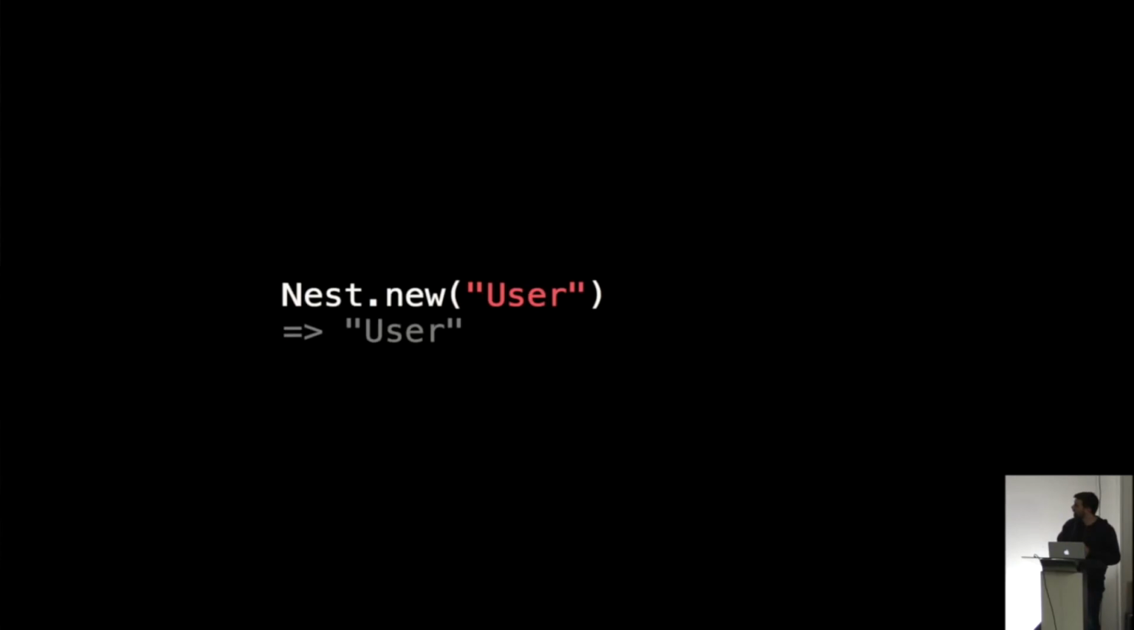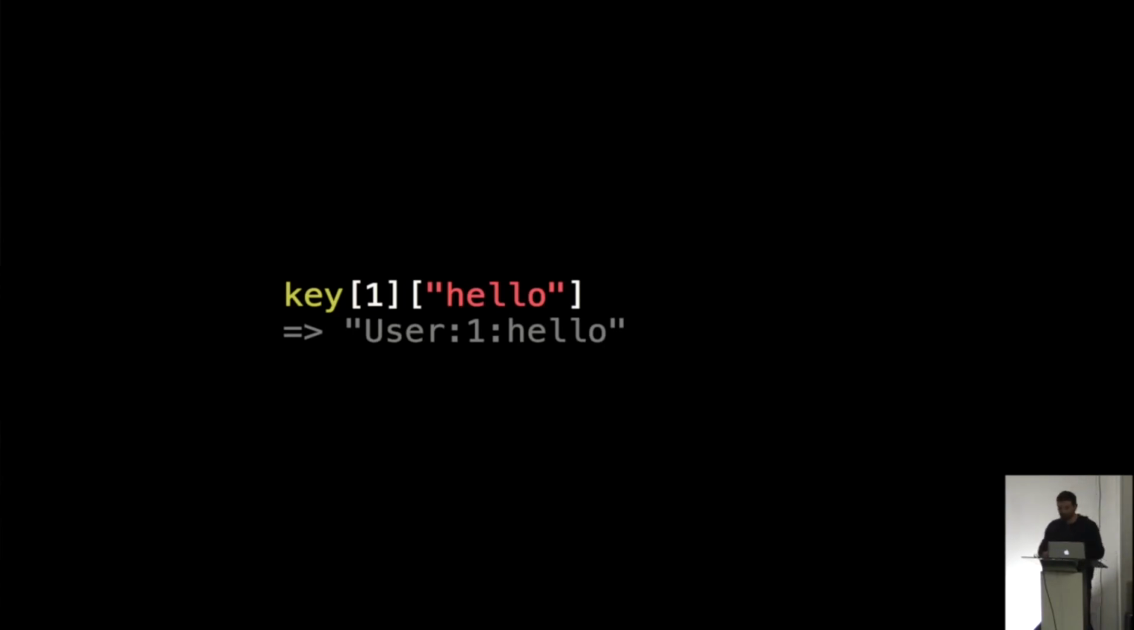So an instance of Nest behaves like a string. So here it is just like the string user. But let's say I save this value in the variable key, and then I can do things like this. For example, if I pass a set of brackets and a string, it builds the key with the colon. If I pass a number, it again generates the colon and the number. And I can keep adding brackets and it will generate this kind of structure.